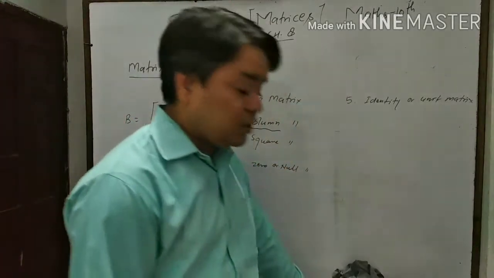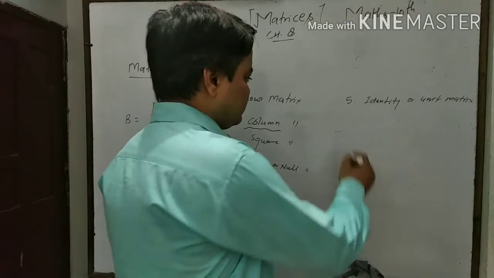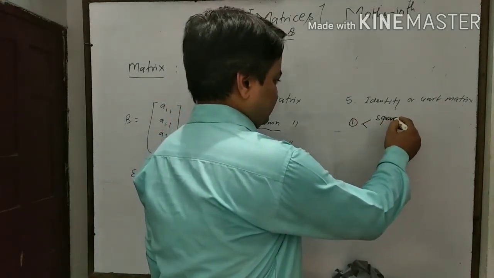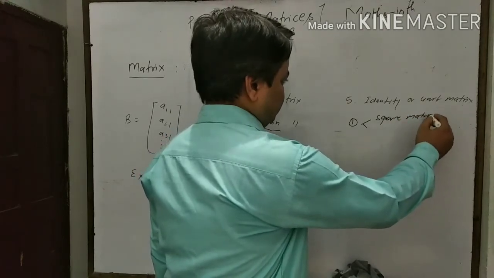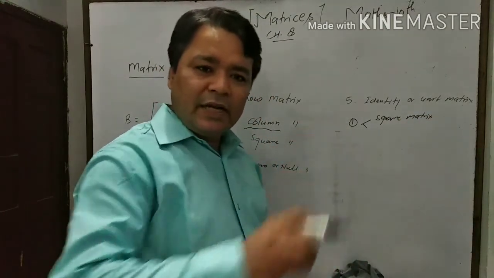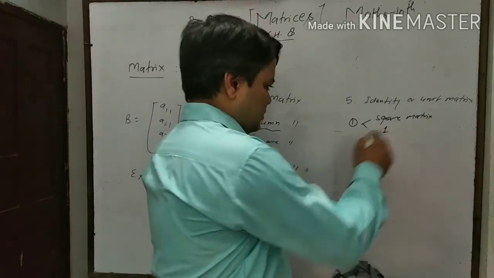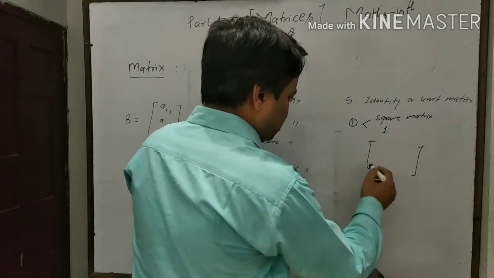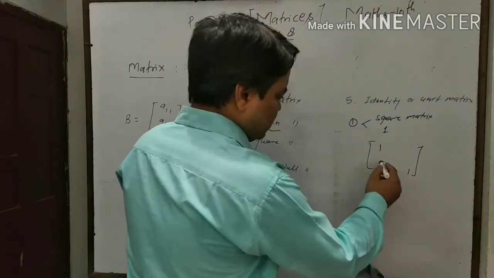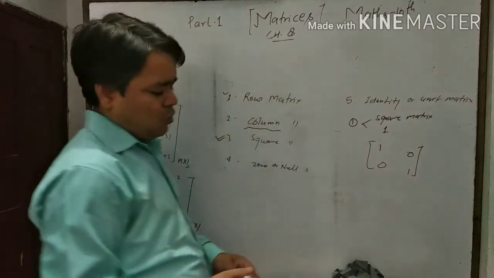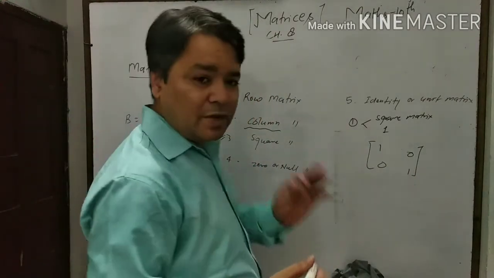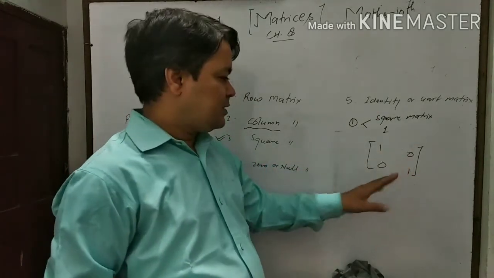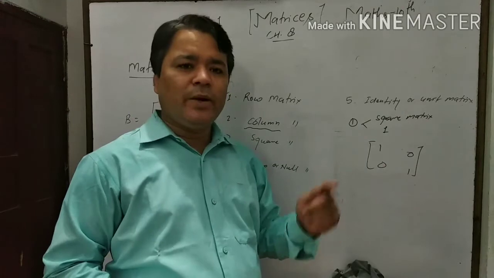For the identity matrix, two things are clear. The first one, it is always a square matrix. And the second one, the diagonal element is 1. Just like if I write here, the diagonal elements should be 1, 1, and the others 0. This is a square matrix, a unit matrix of order 2 by 2.